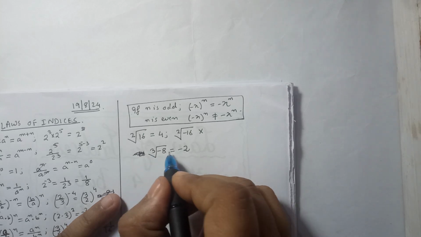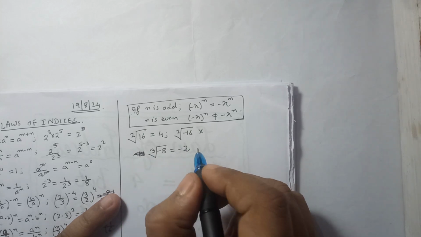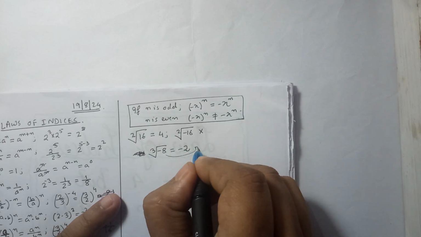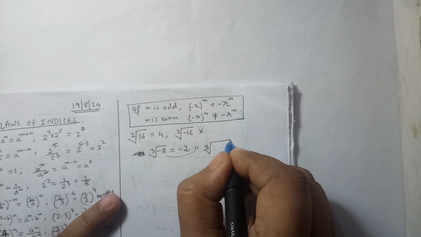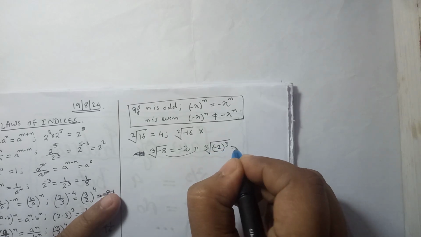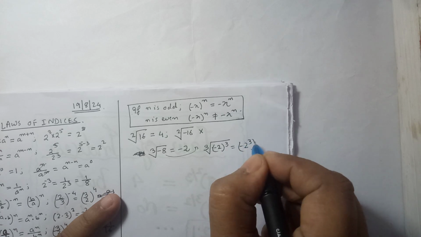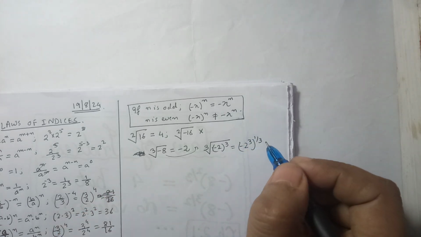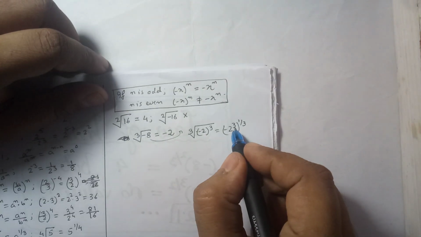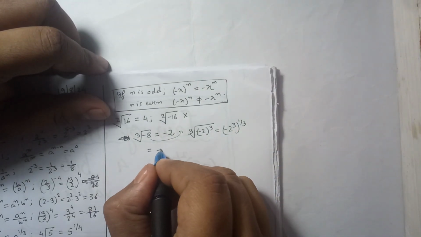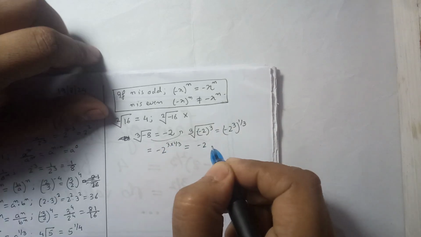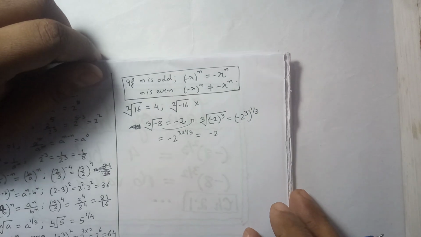Cube root of minus 8 is minus 2, because in what way can I write this? Minus 2 whole cube, that is (-2)^3, to the power of 1/3, and then the powers get multiplied, that is (a^m)^n, and this will get multiplied, so it will be minus 2, right?